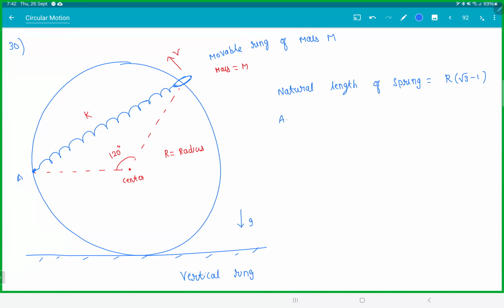So at this instant, the speed is v. Meaning next moment, what happens, I don't know. But at this instant, the speed is v. Find A centripetal. Find A tangential. Find the normal reaction at this instant.